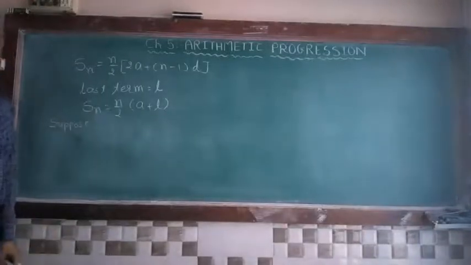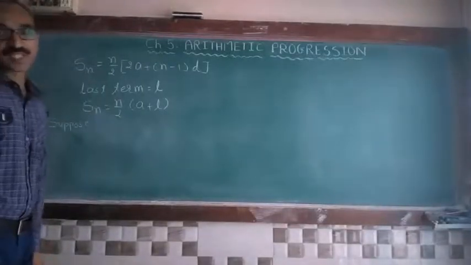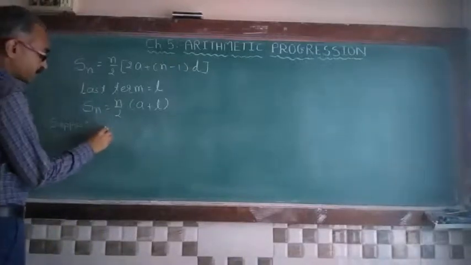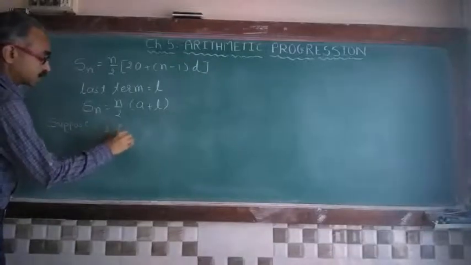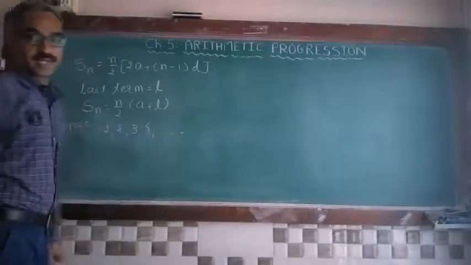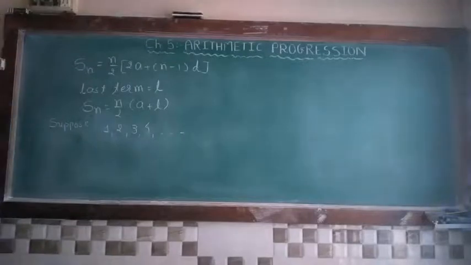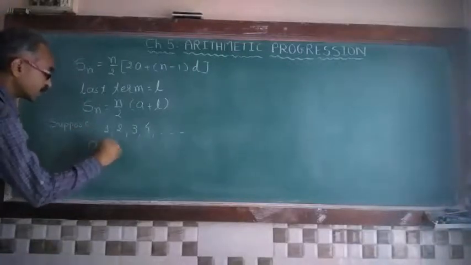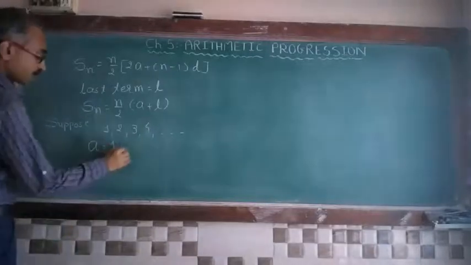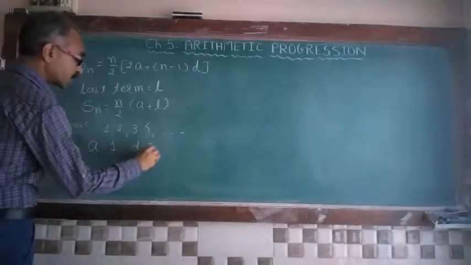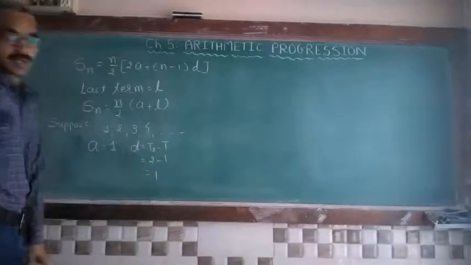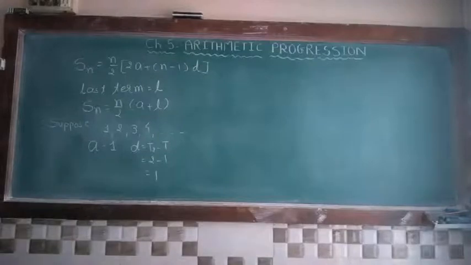you are given that find out the sum of the positive integers of the nth terms. Okay, so your positive integers are 1, 2, 3, 4 and up to infinite numbers. You have to find the sum of the positive integers. That means, see here, your a is equal to 1, which is your first term, d is equal to t2 minus t1, that means 2 minus 1, that is 1. So it is your common difference.